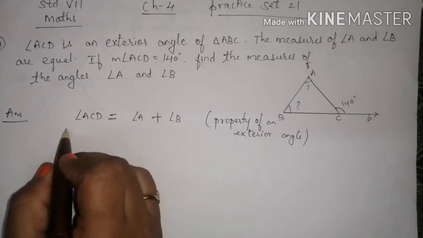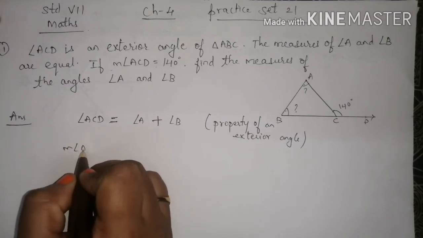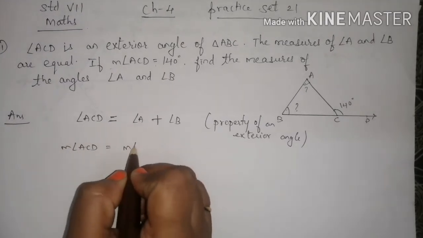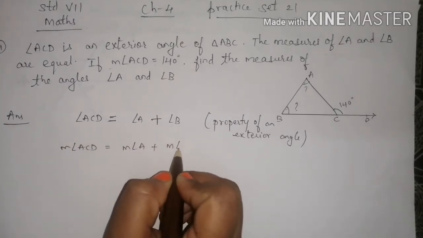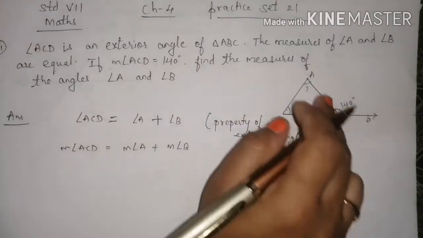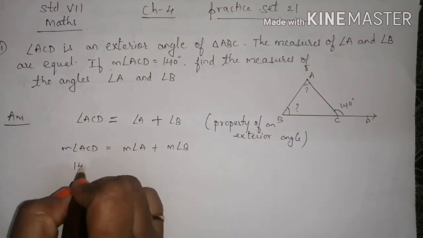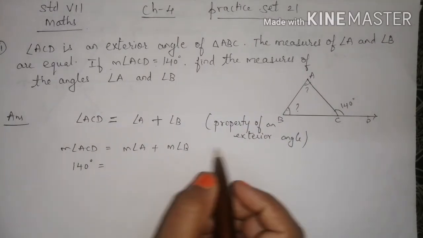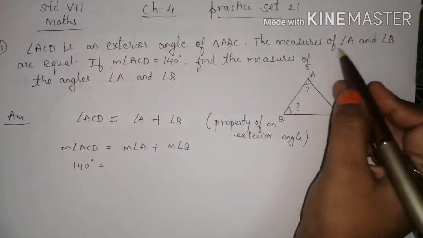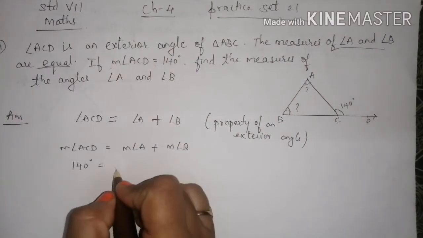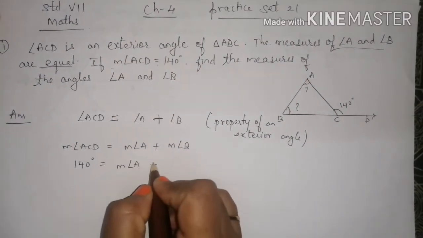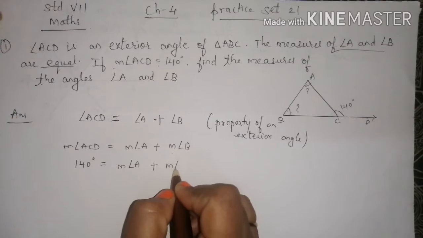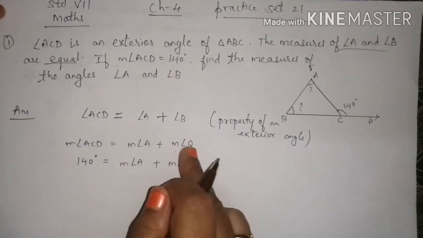Now, measure of angle ACD is equal to measure of angle A plus measure of angle B. Now what is the measure of angle ACD they have given me? How much is it? 140 degrees. Now the measures of A and B they have not given, but they have said that A and B are equal. So I'll write the measure of angle A as it is. Instead of B I will write measure of angle A again, because both are equal.